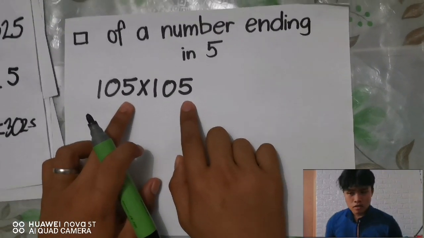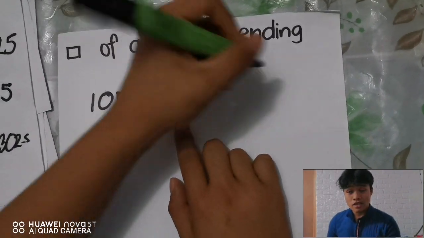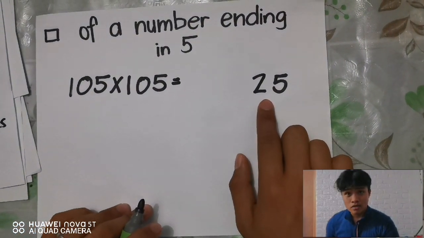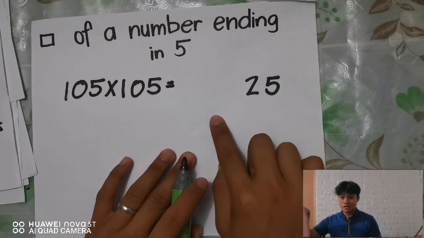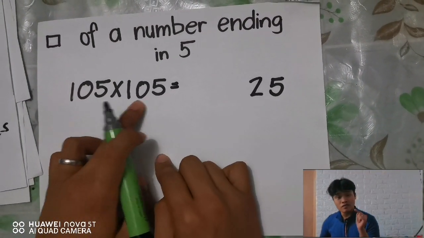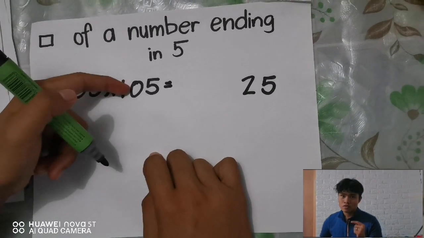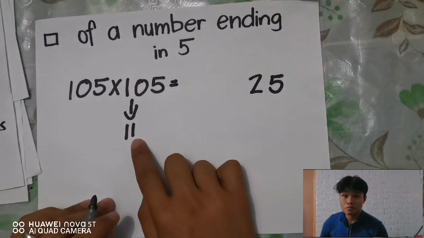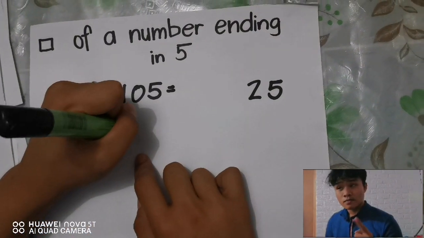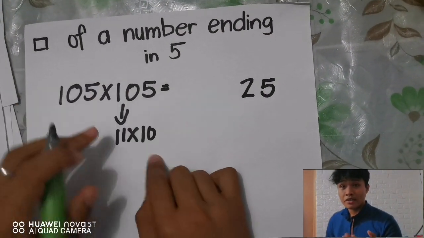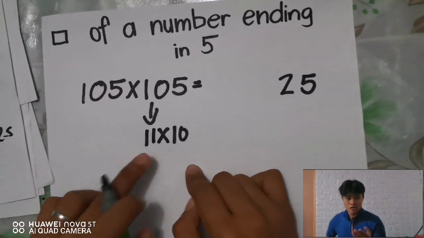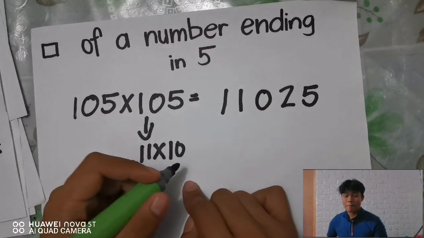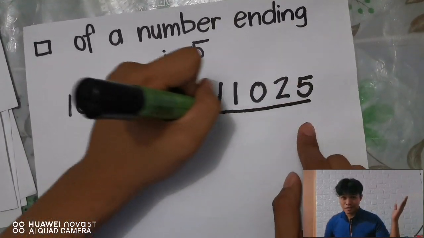Now, in this trick I'm going to teach you, 25 is always the last number. It will never change. 25 will always be the last number. And next to the 5 is the 10. Now, what is next to 10? Next to 10 is 11. Always take the number beside the 5 and the one after it, that's 11. You multiply it by 10, and you will get 110,25. And that is the trick.